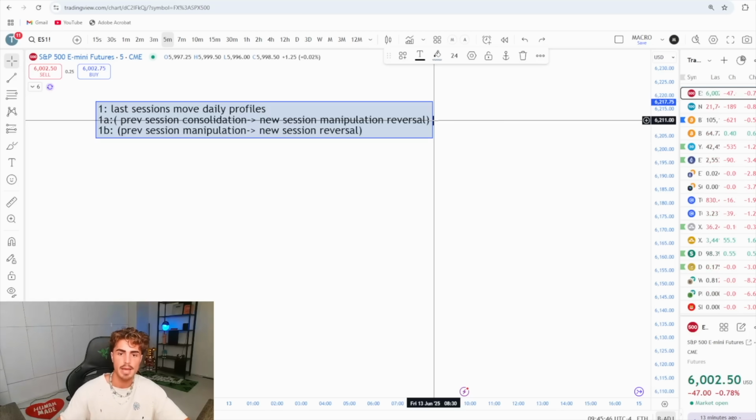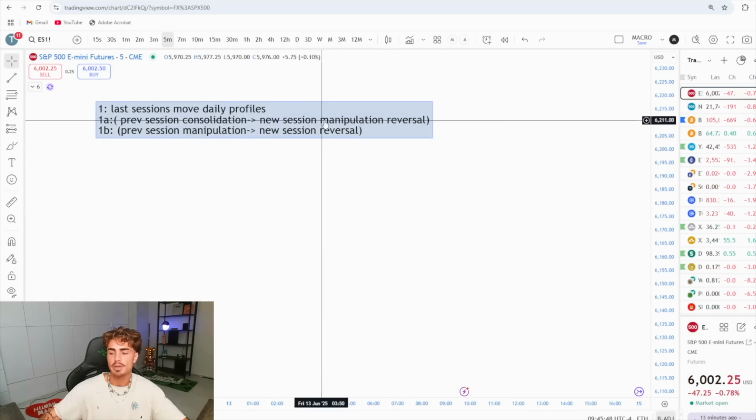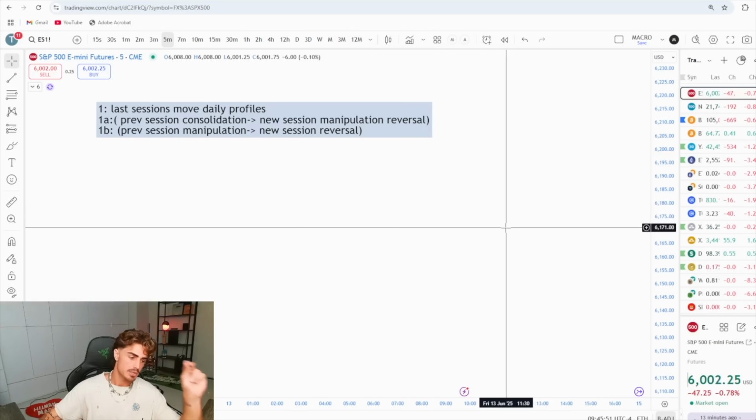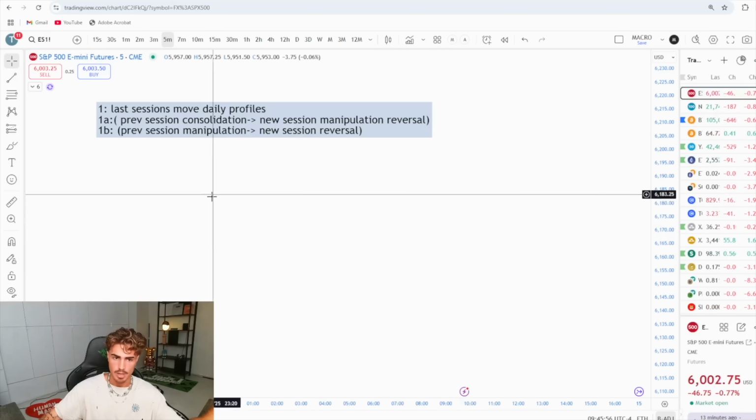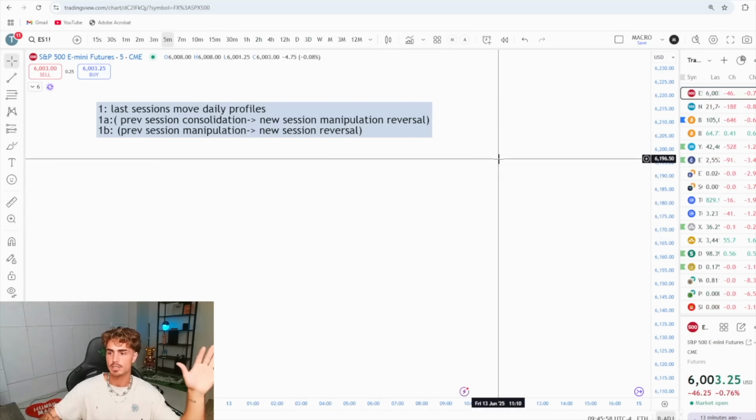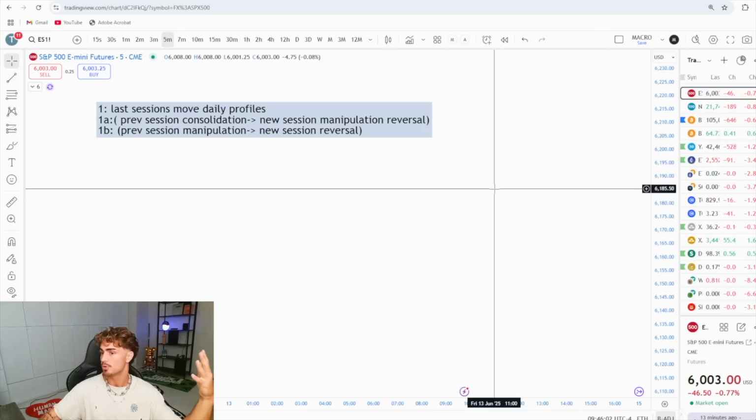And again, notice that every single one of these is going to have a form of manipulation, because if you guys know the way that I trade, I am only trying to trade off of manipulation. Manipulation is what causes the market to move. We need manipulation in order to fill orders, in order for price to move in the direction that we want it to go.